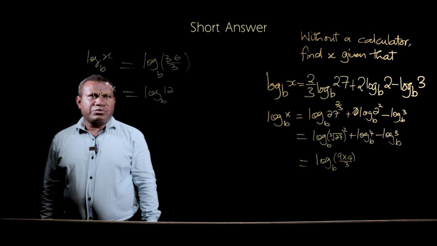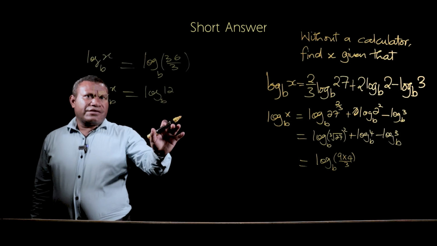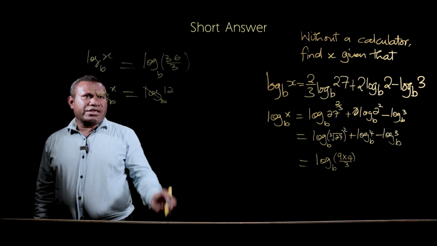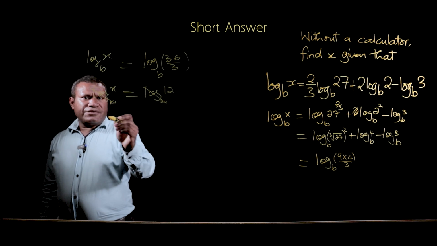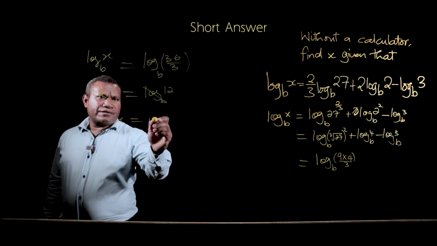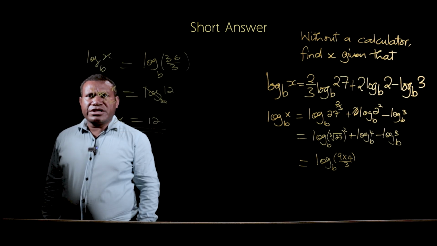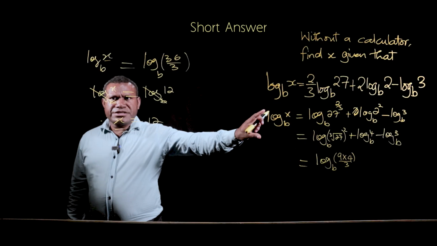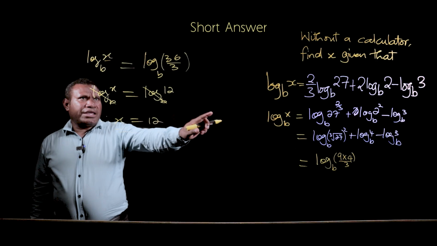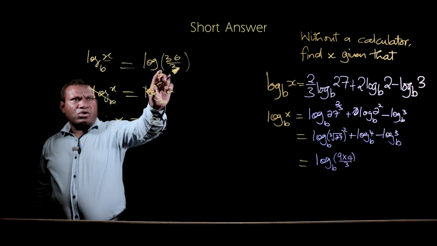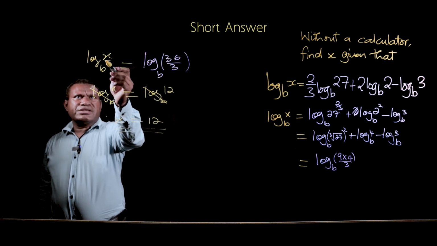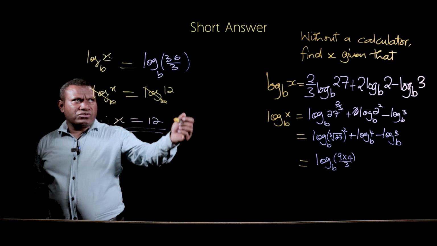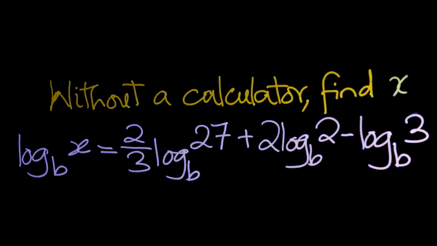Now we have ended up with a single log on both sides. Therefore, we have the same base, so we can cancel it out, and we are left with x equals 12. So this is your final answer. What we have basically done is we have simplified the right side and written it as a single log, and then we just equated the arguments, and we ended up with x equals 12. So that is the solution for this question.